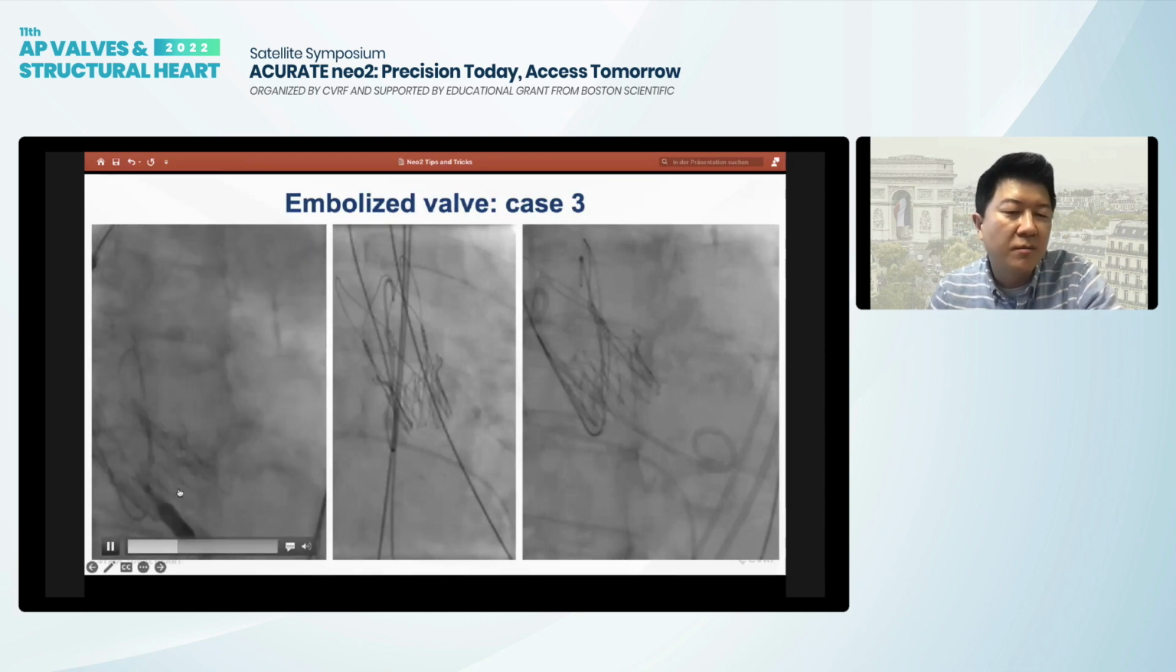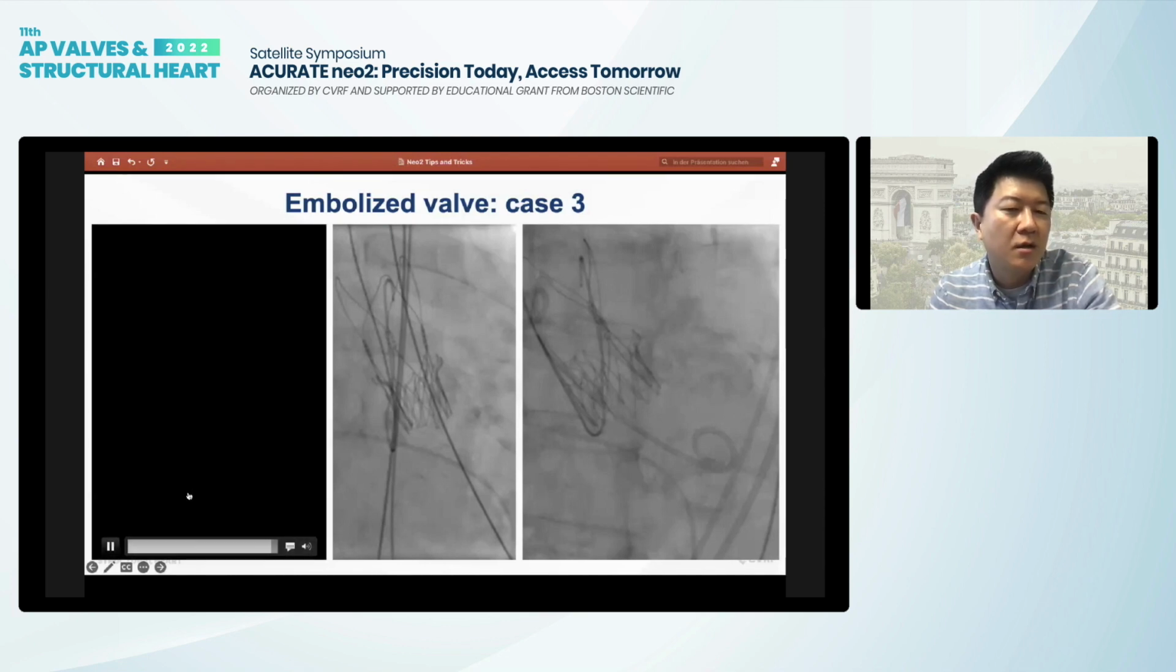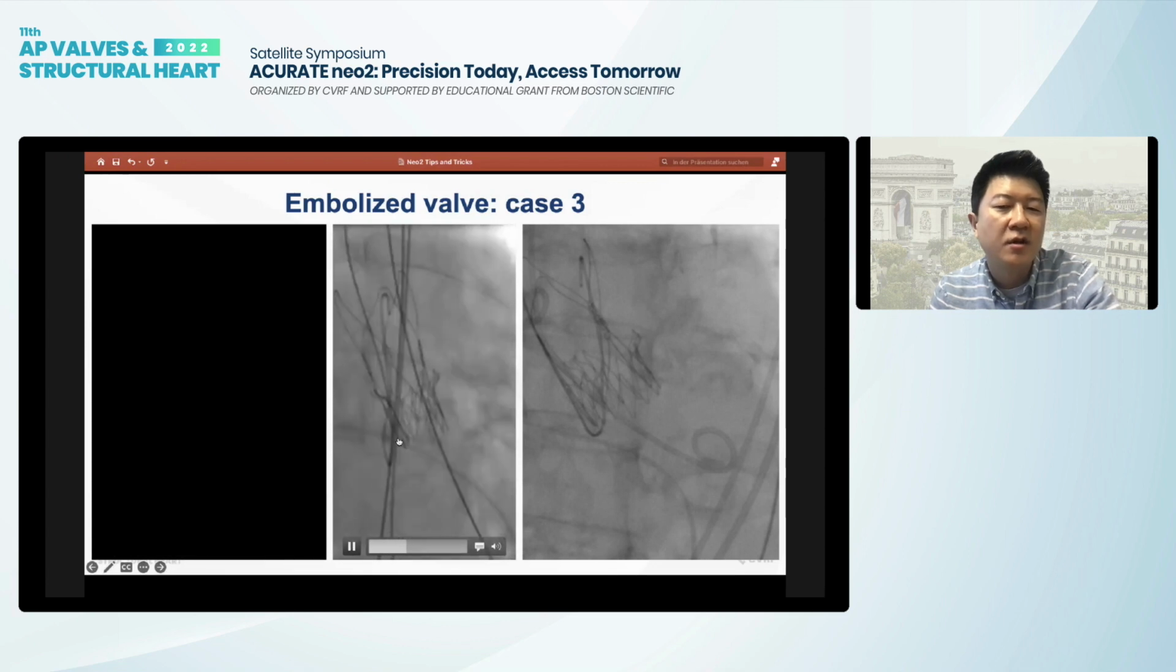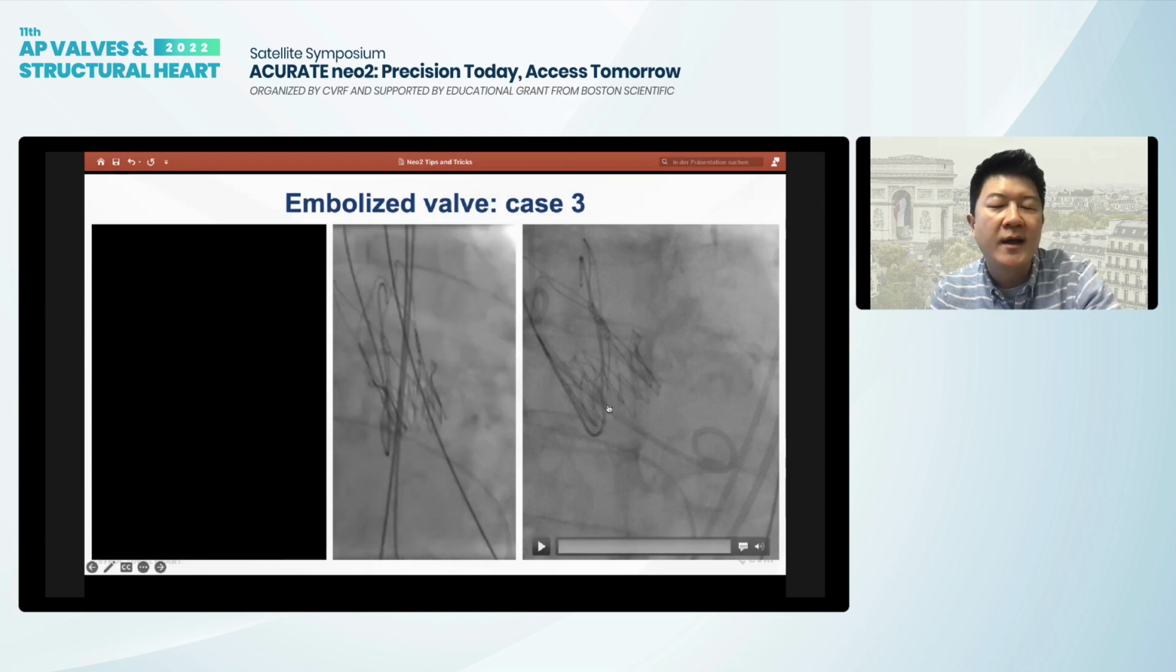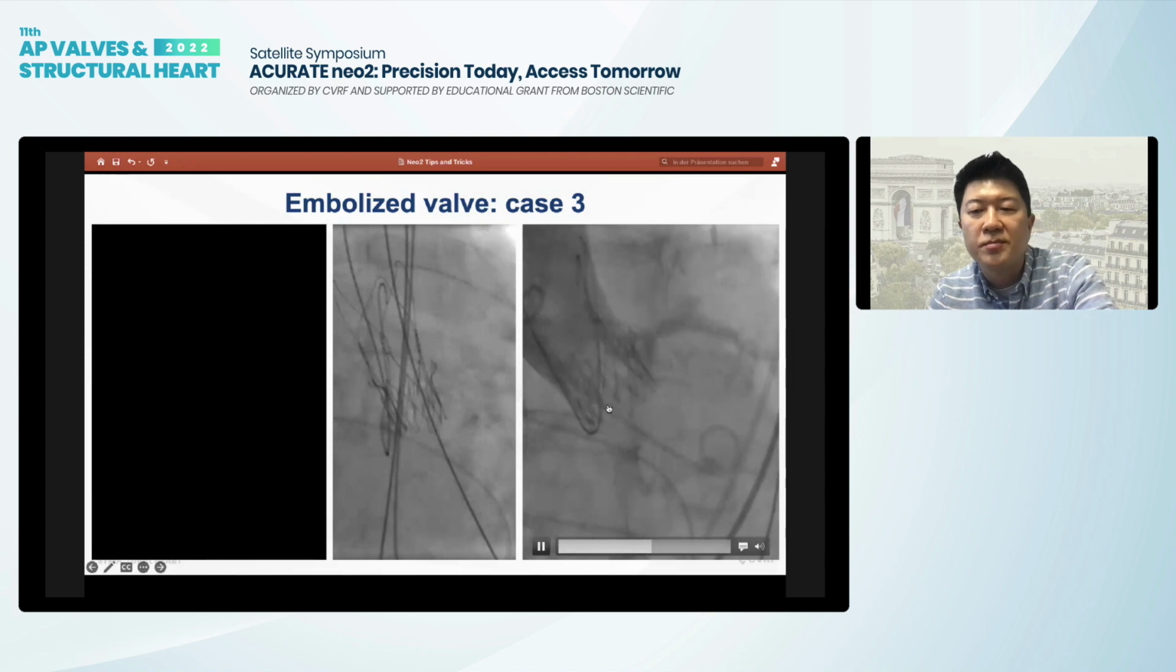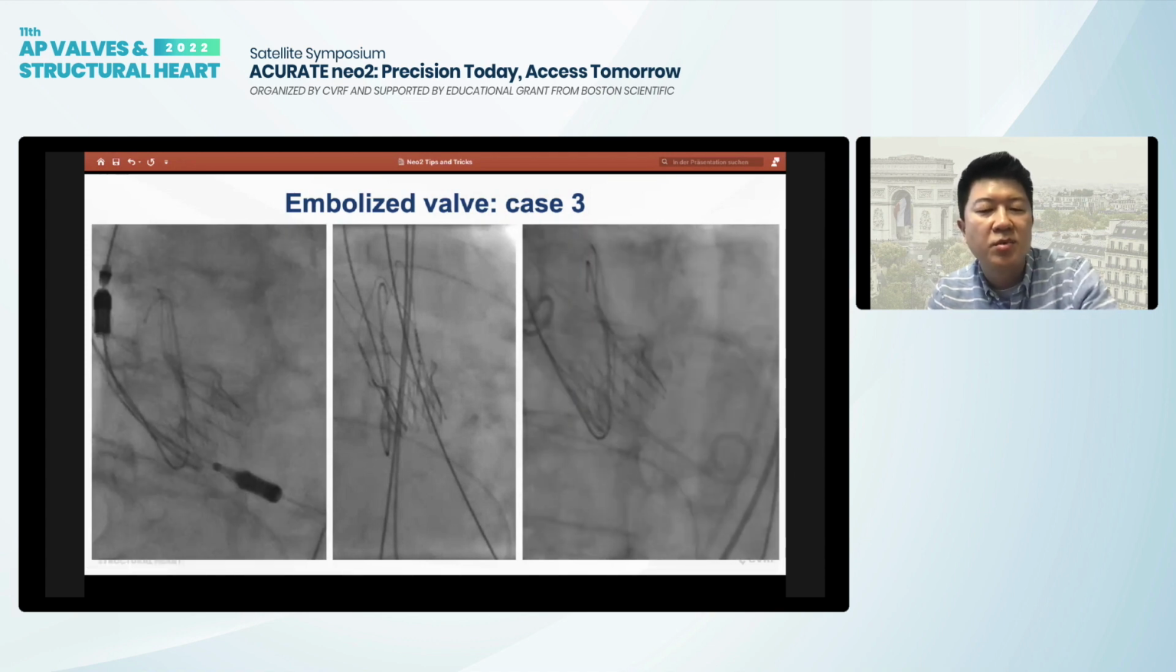This was a less experienced colleague. During withdrawal of the delivery system, the valve popped out, was too high, and due to PVL, we decided to just put a stent.